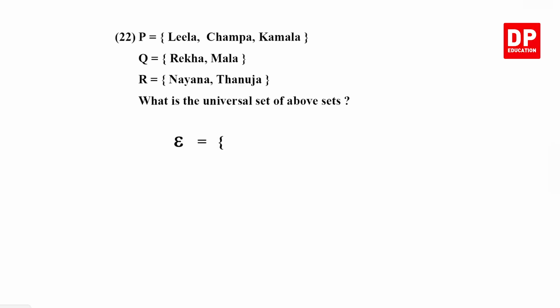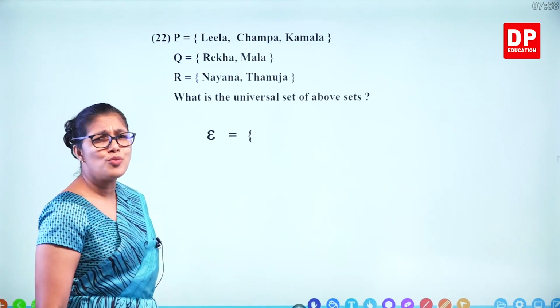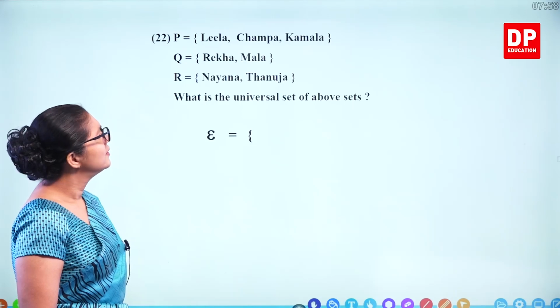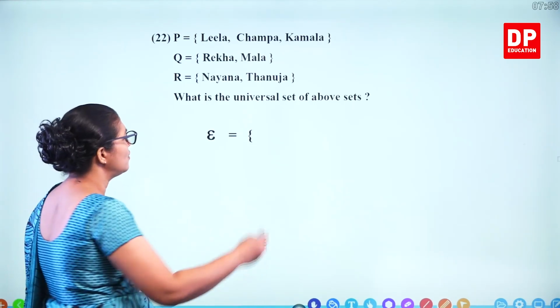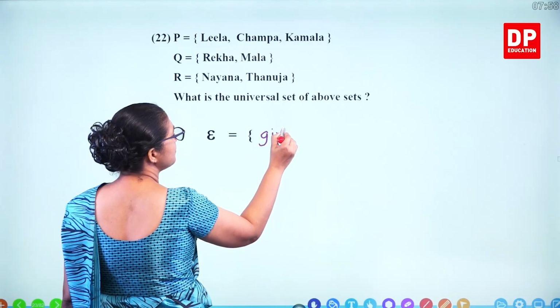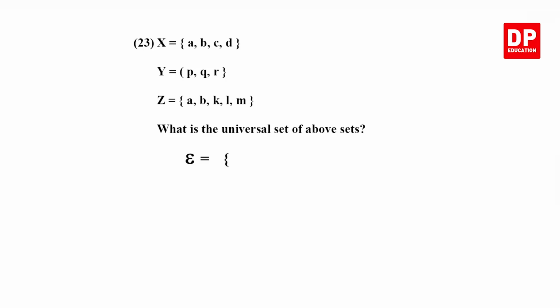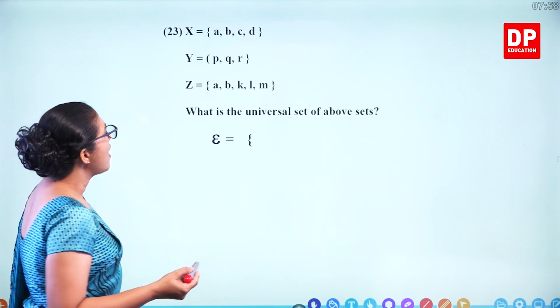Look at this one: Leela, Champa, Kamala, Rekha, Mala, Nayana, Tanuja. What is the universal set of the above sets? Those are names of girls. So girls is the universal set. A, B, C, D, P, Q, R, A, B, K, L, M. What is the universal set of the above set? That's the letters in the English alphabet.